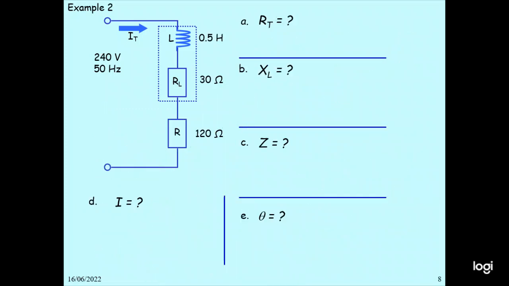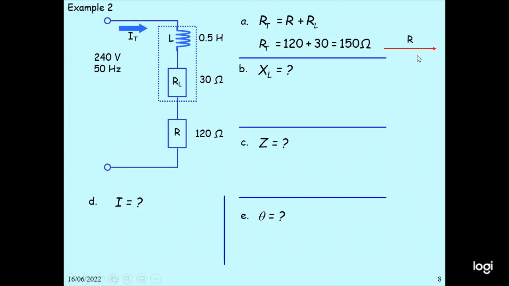And example 2 is that this is our resistance. R is 30 ohm, R is 120 ohm, and the L is 0.5 Henry. Those are included in the inductor. Supply voltage 240 volt, 50 hertz. We have to calculate RT. RT equal to R plus RL, so you get 120 plus 30, you get 150 ohm. So this is the R value.